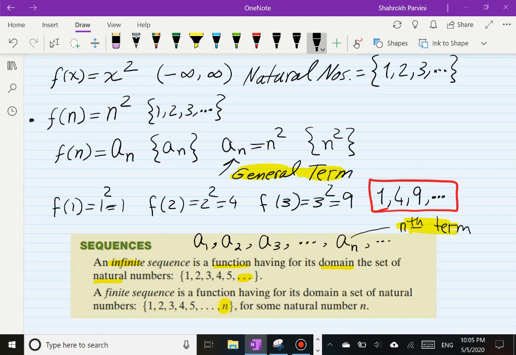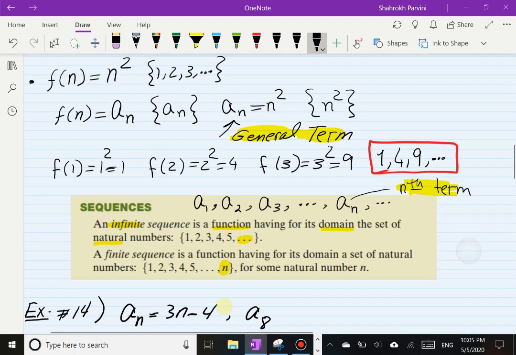Okay, so let's take a look at an example here. This is an exercise in your book. So let's say in this exercise, I actually want to evaluate a sub 8. So we are given the general form, and notice right in here, a sub 8 is what we want to find. So a subscripted 8 means the 8th term, right? That's what we mean. We want to find the 8th term. That's what the notation means.